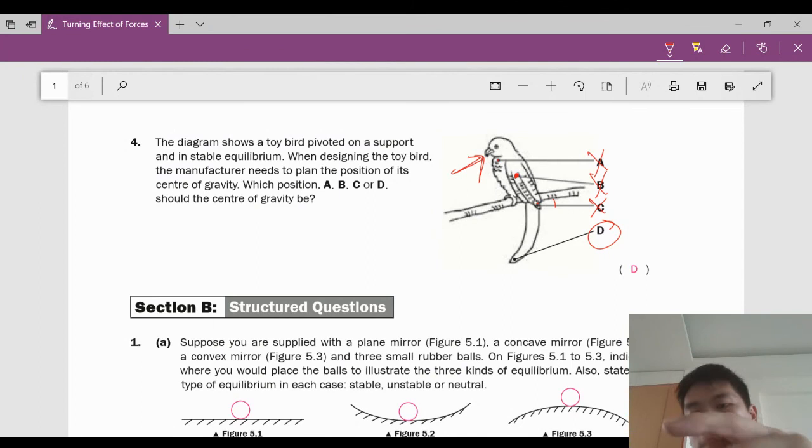Sorry, apologies. I mean that the center of gravity for D will go higher before returning back to its original position. That shows that it's stable. But if the center of gravity keeps getting lower and lower, it means that it is unstable and it will continue to fall. Okay, generating a moment.